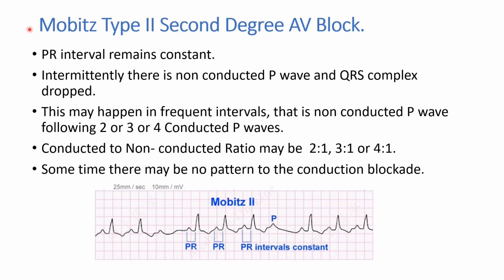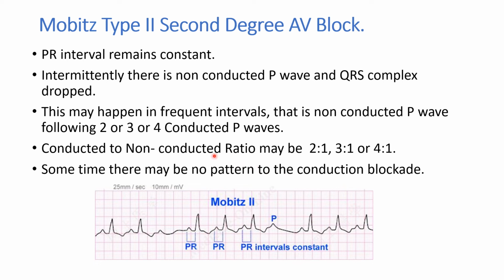Mobitz type 2 second degree AV block. Here the PR interval remains constant and intermittently there will be a dropped QRS complex due to a non-conducted P wave. This may happen at frequent intervals. In this ECG strip, you can see that the PR interval is constant and each P wave is followed by a QRS complex, but this fourth wave is not followed by a QRS complex. The next P wave is again followed by a QRS complex and this pattern repeats.